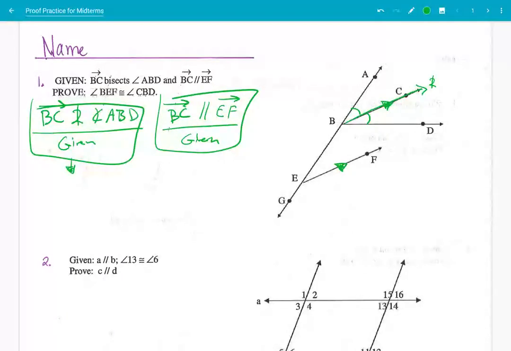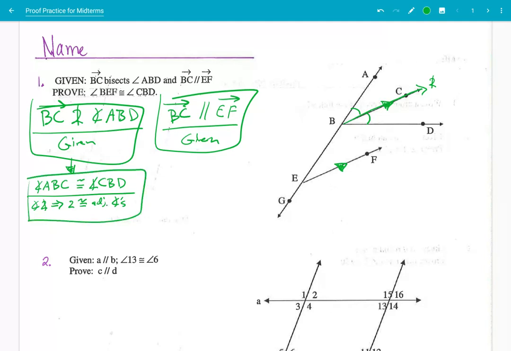So let's say what those angles are. That is angle ABC is congruent to angle CBD. That's because an angle bisector implies two congruent adjacent angles.